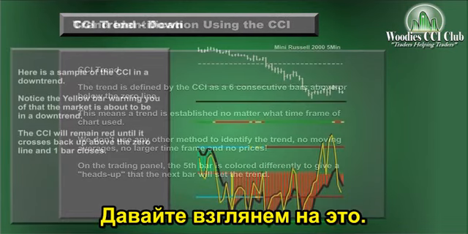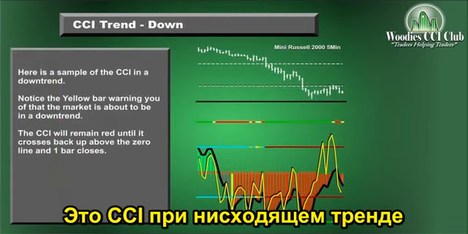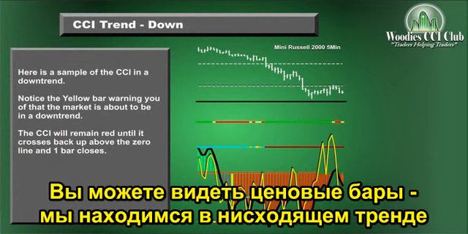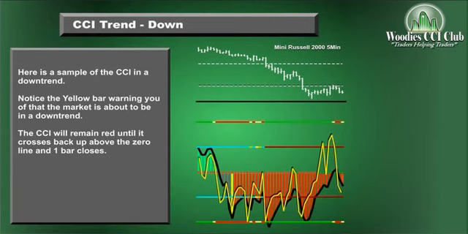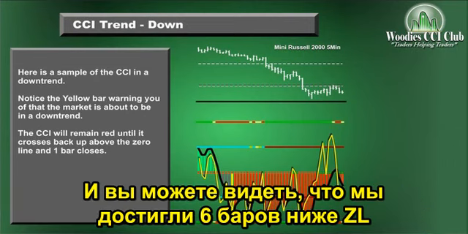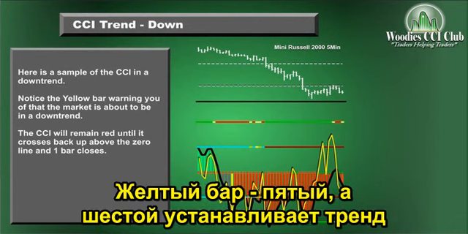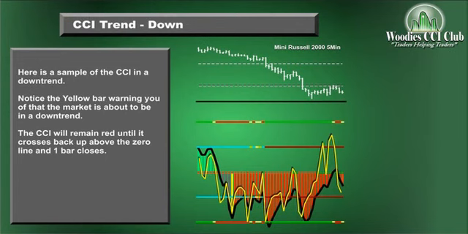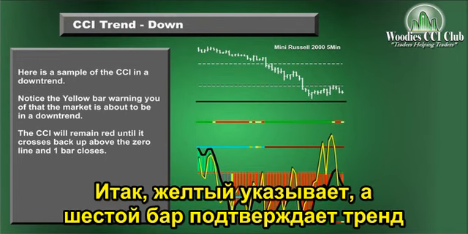Now let's take a look at that. Here is the CCI in a downtrend. As you look at those price bars, you can see we are on a downtrend, and you can see we got 6 bars below the 0 line. The yellow bar is the 5th, with the 6th bar setting the trend. So the yellow gives us a heads up, and the 6th bar sets the trend.